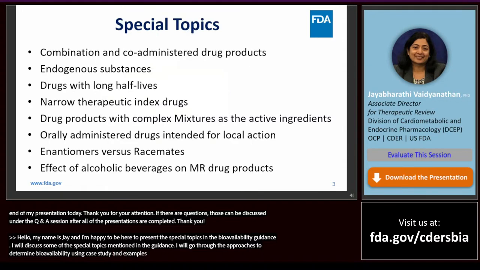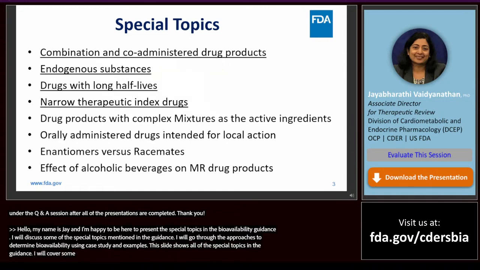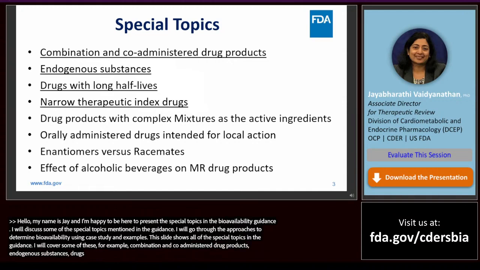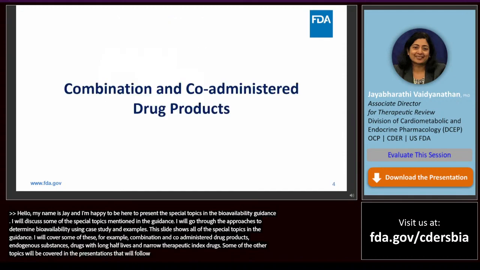This slide shows all the special topics in the guidance. I'll cover some of these, for example, combination and co-administered drug products, endogenous substances, drugs with long half-lives, and narrow therapeutic index drugs. Some of the other topics will be covered in the presentations that will follow. I'll start with combination and co-administered drug products.